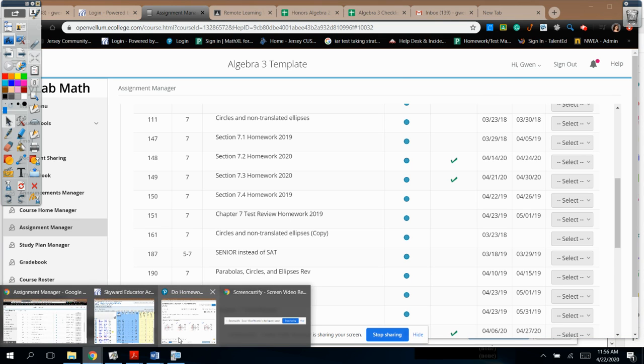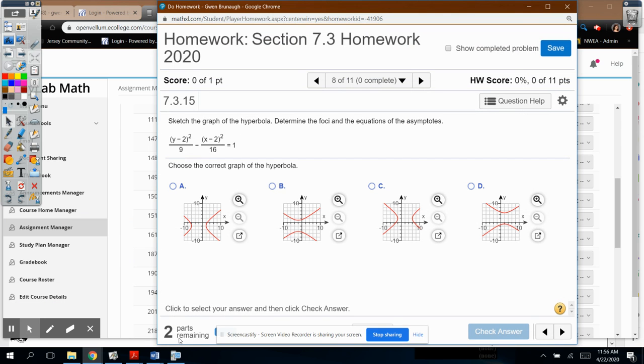Let's look at 7-3, finish up this homework here on hyperbolas. Sketch the graph. Okay, so here's our hyperbola.